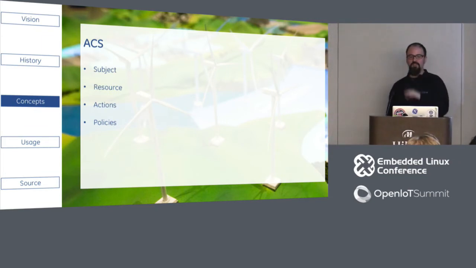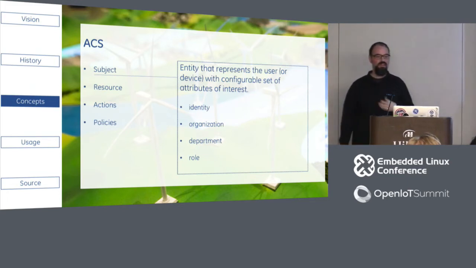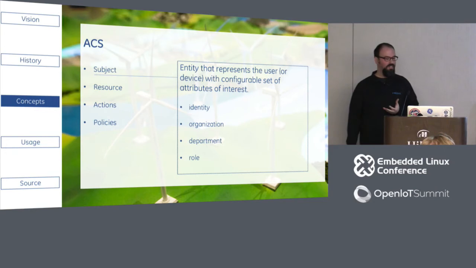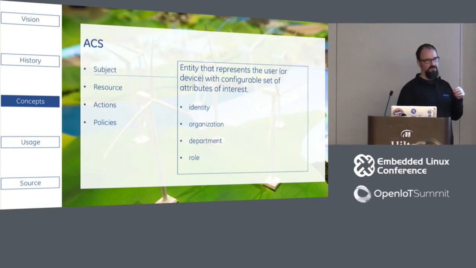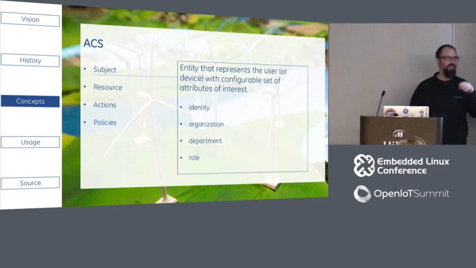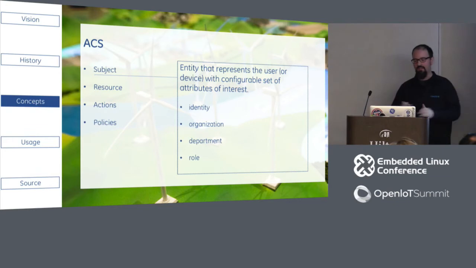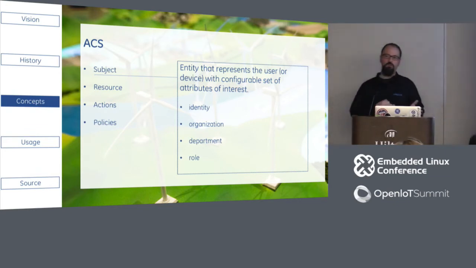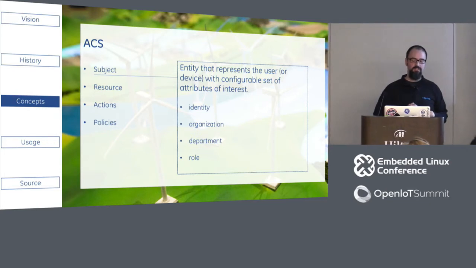Some of the core components of ACS include this notion of a subject. That's your entity representing a user or a device potentially. It has a configurable set of attributes. Things you might think about there are an identity, maybe a URI, that's a reference to an OAuth identity. Again, OAuth solves the authentication problem, but not necessarily the authorization problem for some of these applications.